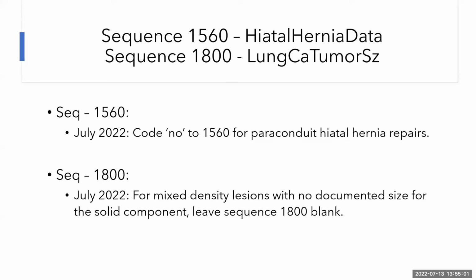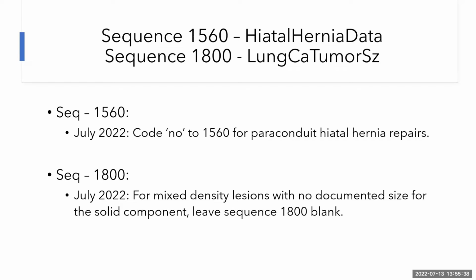Sequence 1560, hiatal hernia data, code no to 1560 for periconduit hernia, hiatal hernia repairs. These are patients that have had an esophagectomy in the past for one reason or another, and often there will be a hernia around the conduit that's formed for the esophagectomy, and those cases have very different expected outcomes and very different risks going in, and the intent of the STS was not to capture those cases and mix the data with traditional hiatal hernia repairs.